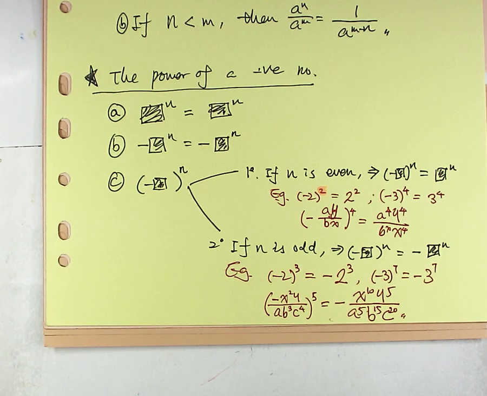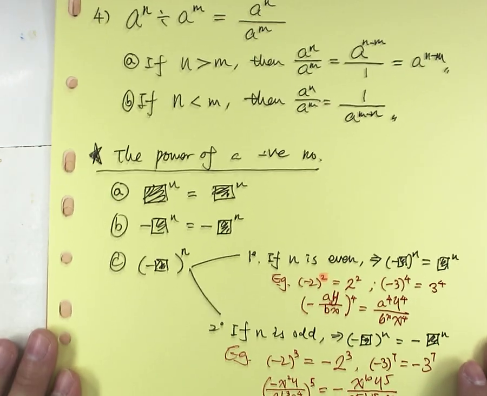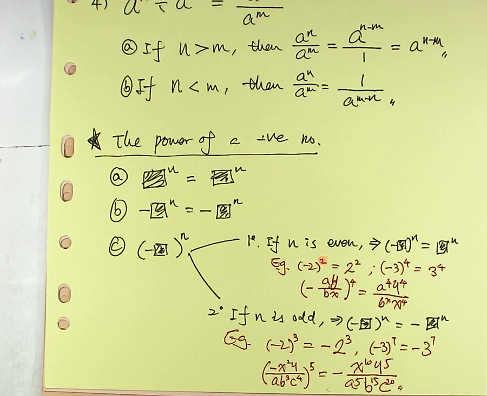Understand? Is it okay? So this is what we call the very basic laws of index. Okay, based on these laws, we do some revision, a simple review. Okay, then we can go to the exercise.